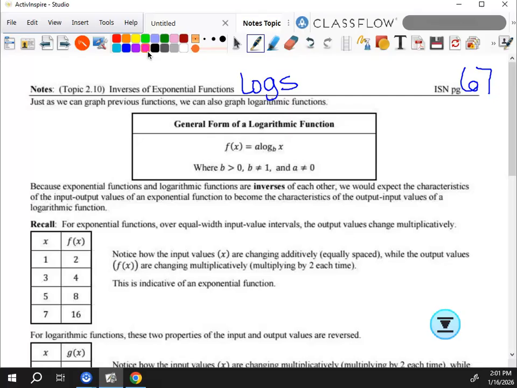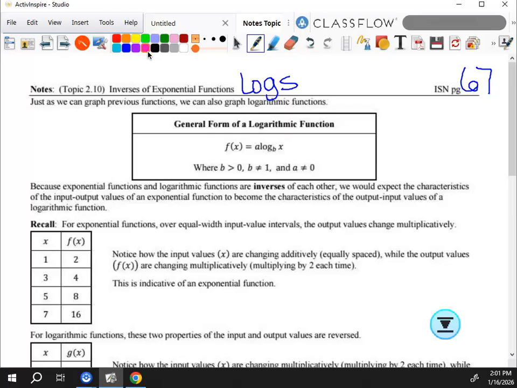But notice it says b has to be greater than 0. So the base of a log cannot be 0. It has to be greater than 0. But not only does it have to be greater than 0, it also can't be 1. So it can be between 0 and 1. It can be 0.5, and it can be 1.5, but it can't be 1. And a can't be 0, because if a is 0, then the whole thing's 0, and it just doesn't make any sense. So negative bases are not going to work.